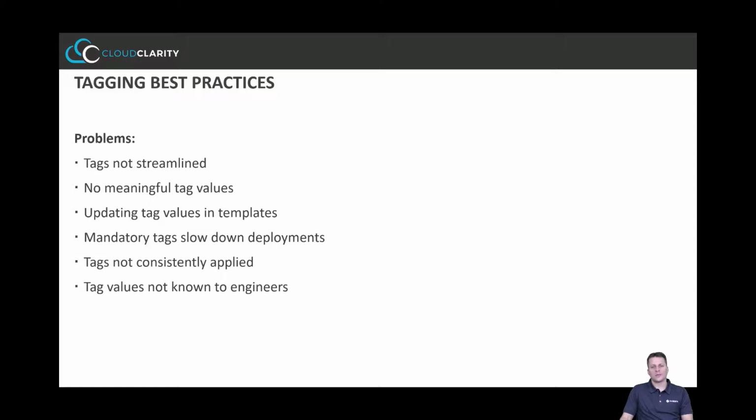Let's dive into tagging best practices. On the left, I've listed some of the problems that we see coming up again and again, and I will walk you through them. The first two are tags not streamlined and no meaningful tag values. So we all basically know that we need good tagging standards and we need a tagging taxonomy, so everyone knows how to use tags and how to set tags in our environments. That's true for tag keys, but also tag values. Microsoft's Cloud Adoption Framework documentation provides great resources and examples to define your own standards and strategy.